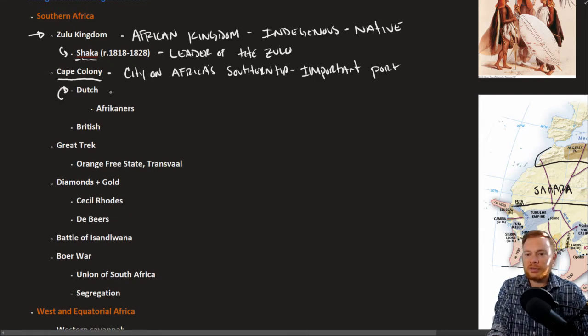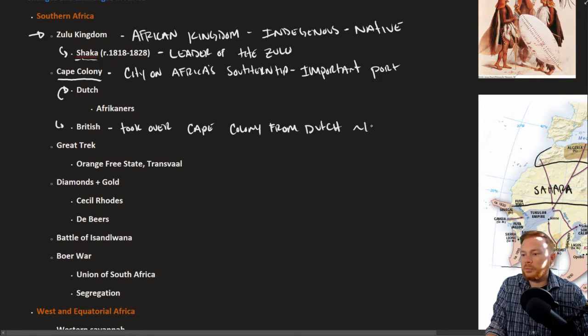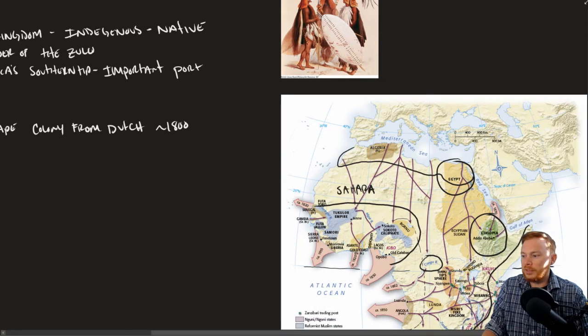Initially, it was settled by the Dutch, who controlled that until the British took over. So we might say about the British, we'll say took over Cape Colony from the Dutch. And they did it around, we'll say around the year 1800, something along those lines. But the Dutch that lived in South Africa, the numbers of people who actually settled there, when we get a little bit more southwards, we'll go back to the map here.